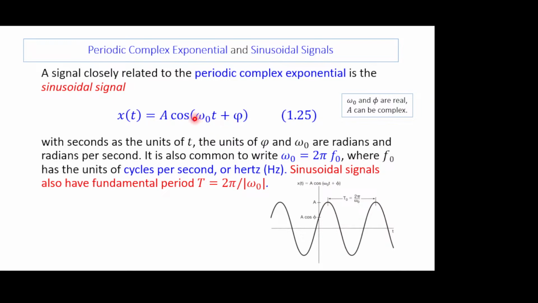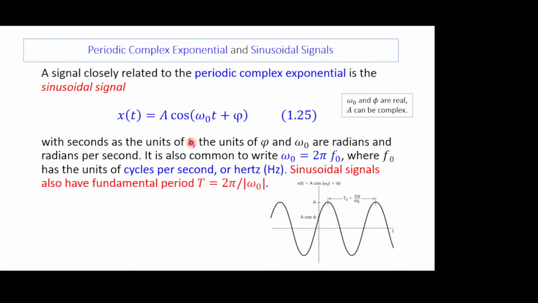Anyway, so remember that omega naught and phi are real, that will be periodic, and A can actually be arbitrary, A can be complex. Now we assume A is real, so we can plot this here. So here is a plot of the sinusoidal function you are probably pretty familiar with from high school. You look at this going up and down, and it's periodic with period 2 pi divided by the absolute value of omega naught. So once again, the fundamental period is this distance, and it will be 2 pi divided by omega naught.